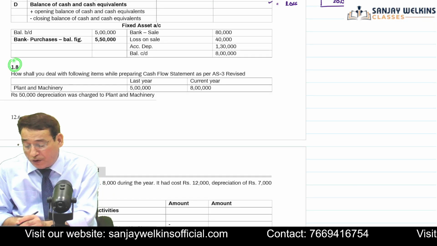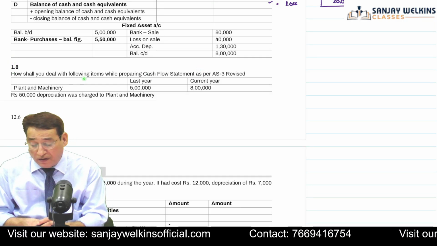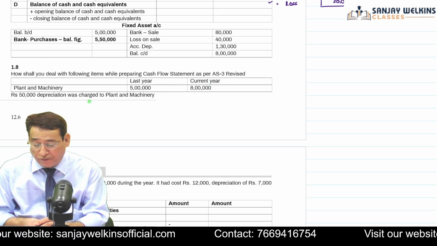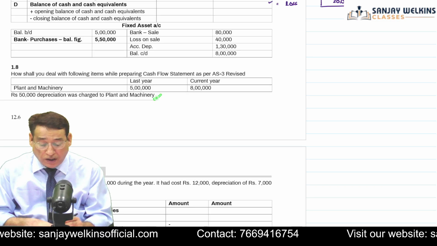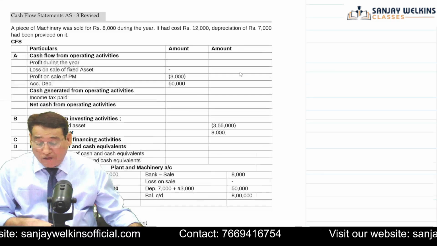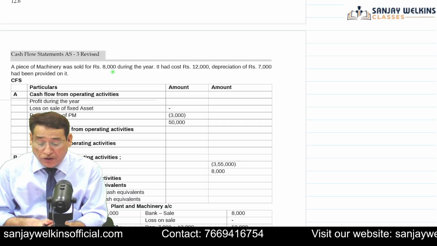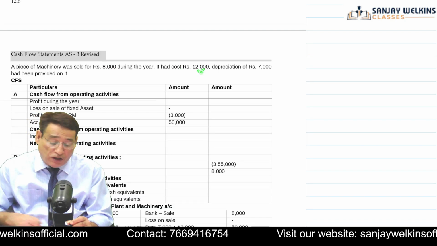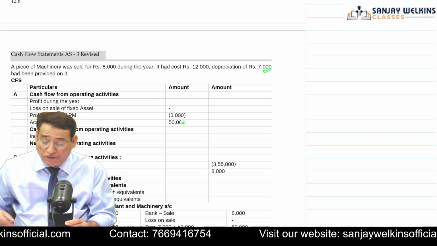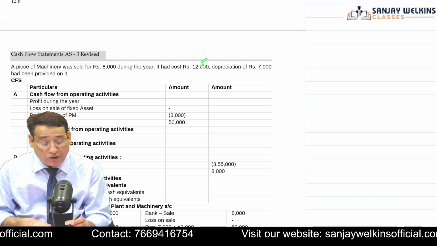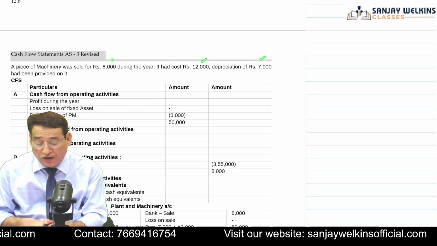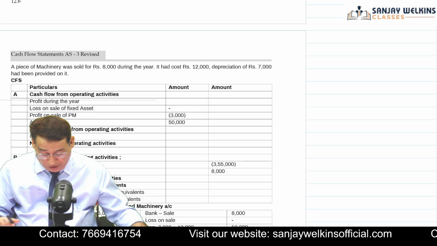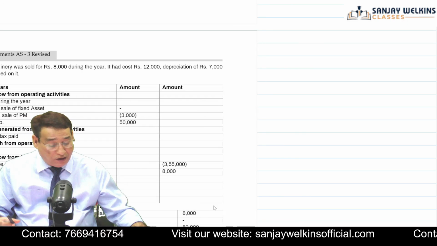Similarly, now we move over to 1.8. Here it is written plant and machinery 5 lakh, 8 lakh. And below it is given 50,000 depreciation was charged on plant and machinery. However, it is also given a piece of machinery was sold for 8,000 during the year, its cost price was 12,000 and depreciation was 7,000 on it. Because some information is there, we will have to prepare the account.